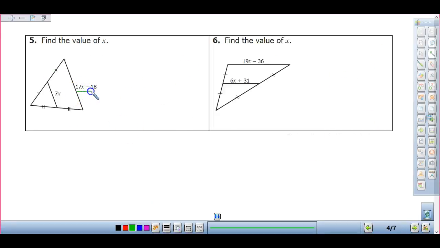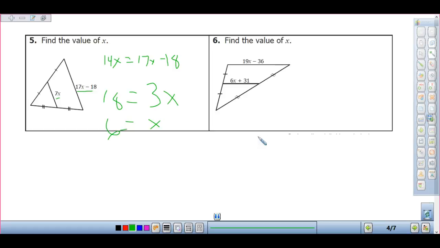Same thing, we can do this algebraically. Okay, so what I usually do is I double the little one. So 2 times 7x gives me 14x is going to equal 17x minus 18. So I move those over. 3x is going to be 18, and x is going to give me 6. Okay.